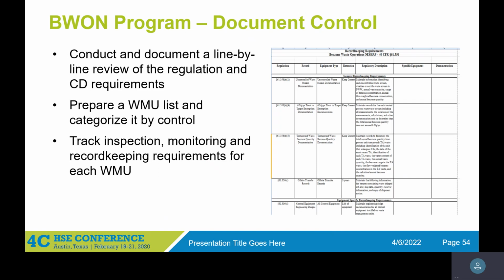So document control: conduct a line by line review of the regulation and the consent decree requirements if you have one, right? Prepare a waste management unit list and categorize it by control. Track inspection, monitoring, and record keeping requirements for each waste management unit. We typically also track the retention, how long you have to retain that. There are some things that are for the life of the equipment, like control engineering design standards. You want to make sure that they're saved somewhere and that you're ready when they ask for them and that they're still valid, right?